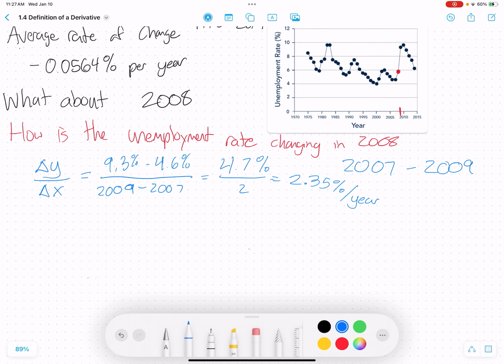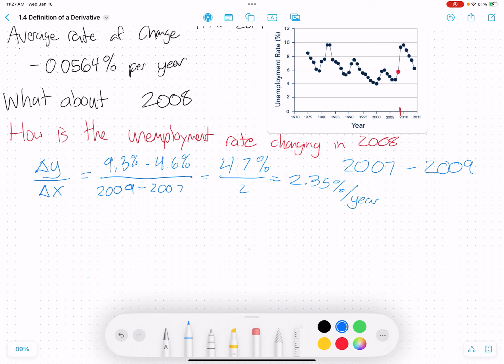And how did I get that? I got that by decreasing the size of my interval right about where I'm concerned. Now, to be clear, this is still an approximation because I'm using values from 2007 and 2009 to help me with what's happening in 2008. To get more accurate, I'd have to decrease the size of my interval even more, but I'm reaching the limits of what's possible with my graph because my graph only has specific data points.